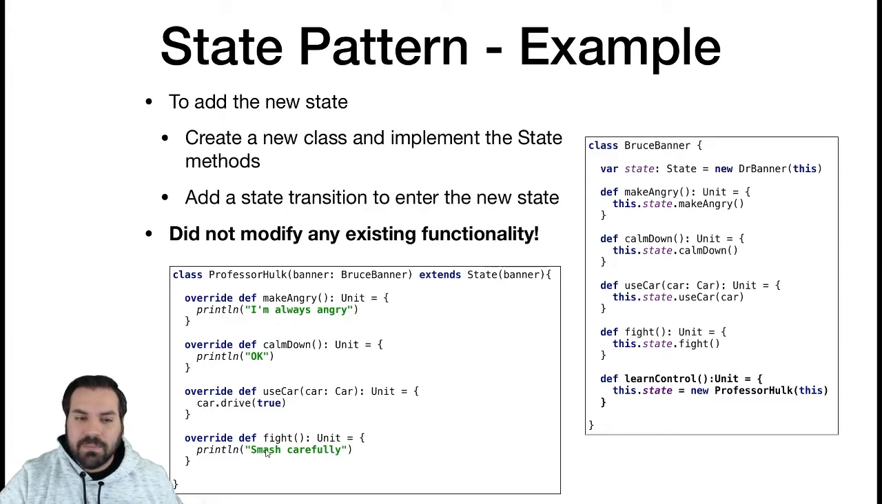For each of these 4 methods, when we implement them for Professor Hulk, we're asking ourselves the same questions. This didn't get any more complex when we're adding this code. When Bruce Banner is Professor Hulk and you make him angry, what happens? When he's Professor Hulk and you calm him down, what happens? When he's in the Professor Hulk state and he uses a car, what happens? He still drives it, but he damages the suspension. What happens when Professor Hulk fights? So when you're implementing each method, you're still not doing any extra work.